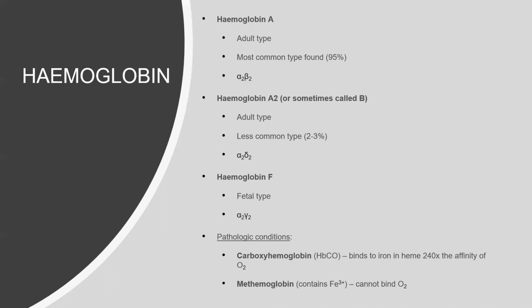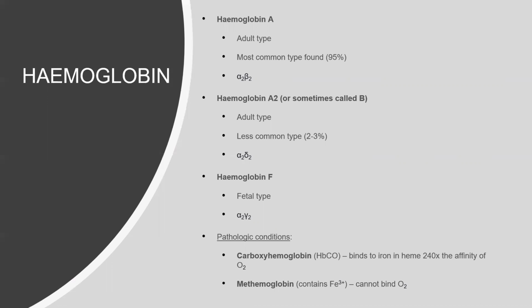The other hemoglobin is called A2, where sometimes you can see hemoglobin B. It's an adult type as well, and it's a less common type, but it is still a physiological type, and it's made up of 2 alpha and 2 delta chains.